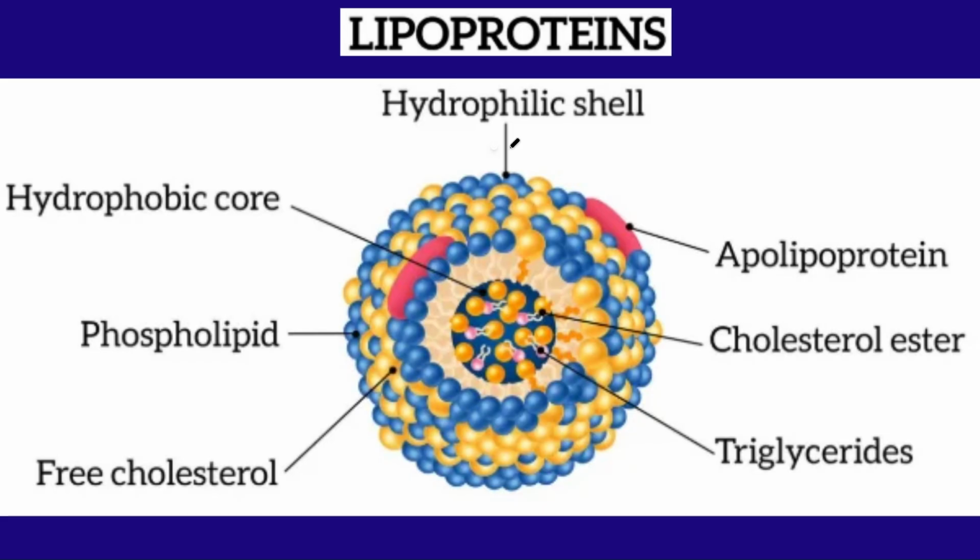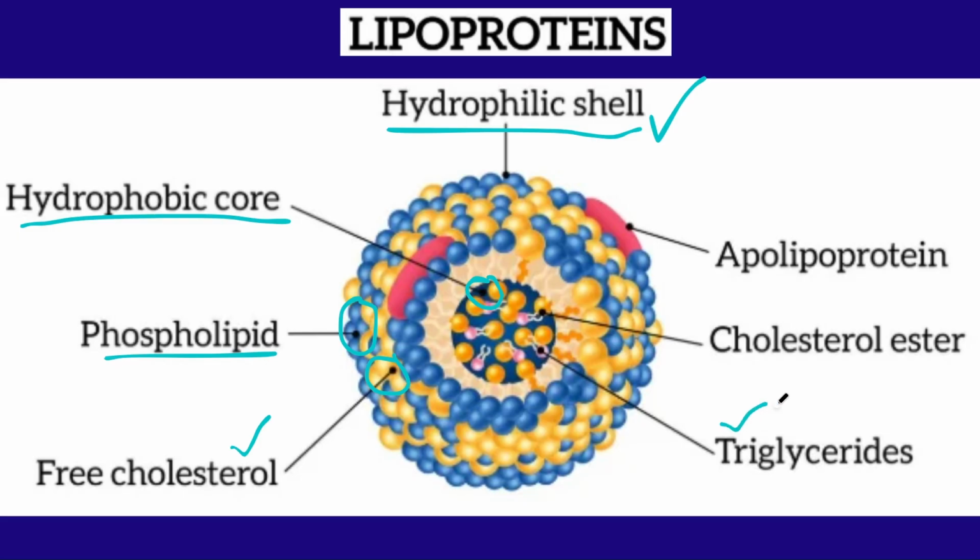So these lipoproteins contain specific components. One is the hydrophilic shell. It is soluble in water. One more is the hydrophobic core, which is present in the inside region where it is not soluble in water. You can see these green color structures, right? It is a phospholipid. And these yellow color structures are the free glycerols. And in between there are triglycerides. That means they have glycerols and fatty acids. And also you can see the cholesterol esters.